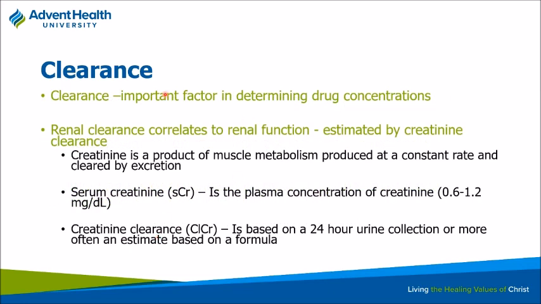So clearance itself is really important for determining drug concentrations. Why do you think that is? Because if I'm clearing it really quickly, my kidneys are working well, drug concentration should go down, right? Because I'm getting rid of it, right? If my kidneys are working poorly, drug concentration should go up, okay? So is there any way we can try to estimate what the renal function is to determine how well a patient might clear some of these drugs?